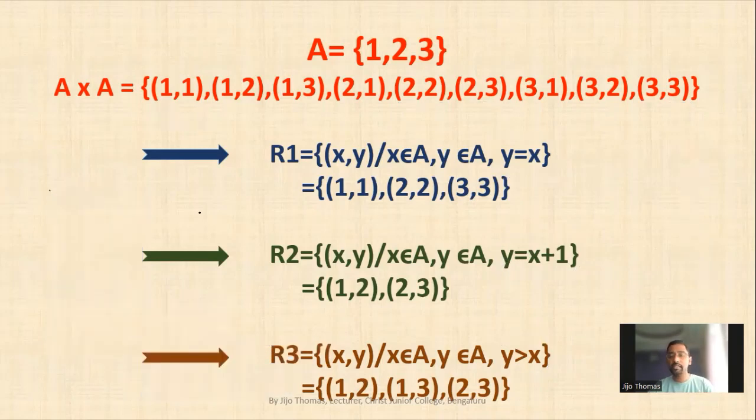I can have many relations. How many subsets of A cross A are there? That many different relations are possible. We know A cross A. How many elements are there here in A cross A? 9 elements are there: 1, 2, 3, 4, 5, 6, 7, 8, 9. So the number of possible different relations will be 2 power 9, the number of possible subsets. 2 power 9 different relations are possible from this set A cross A.